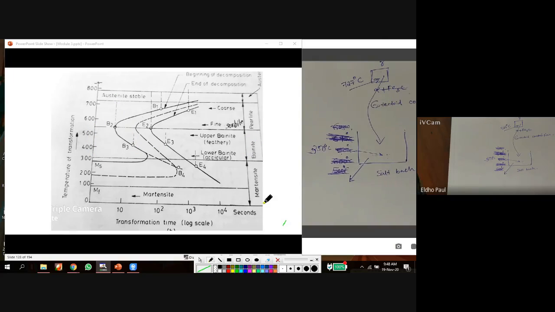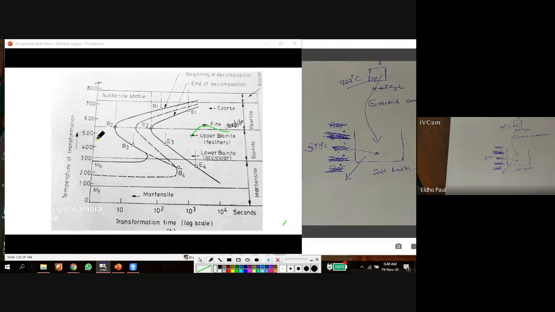So that is a second solid microstructure, formed by cooling at another rate of cooling. In the upper portion of this range, that means around 400 to 550, we get feathery bainite. In the lower portion, in this region, we get the acicular bainite, lower bainite or acicular bainite. I will explain what the feathery and the acicular bainite are, but this region is bainite.